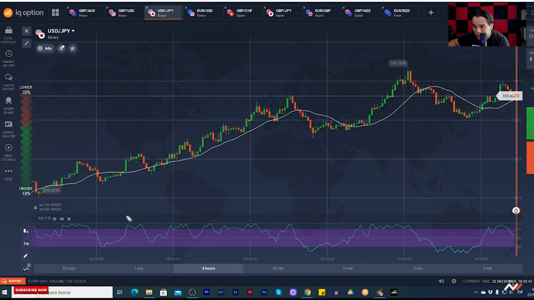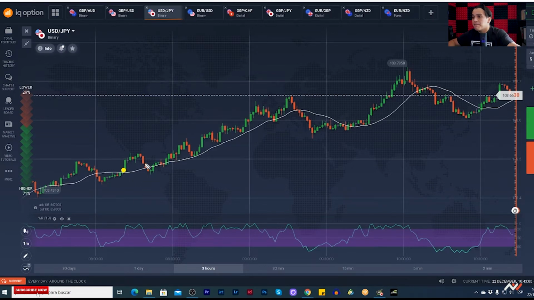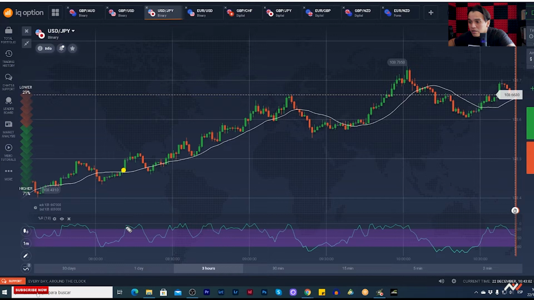For example, here the Williams range crossed, so we enter here, and even with this little reverse we stay in the money, because at 1 minute, 2 minutes, 3 minutes, 4 minutes, 5 minutes, and 7 minutes we stay in the money if we enter at the moment it crosses. Okay, and we are here and here.